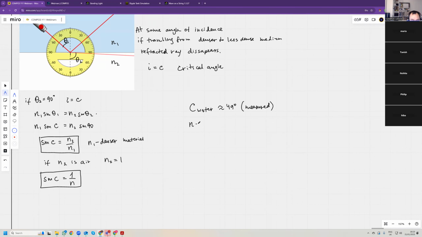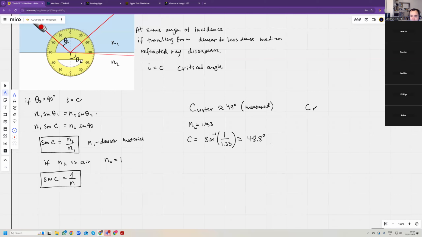Now we know that the refractive index of water is 1.33. So the critical angle should be inverse sine of 1 over 1.33, which is 48.8 degrees. So true.